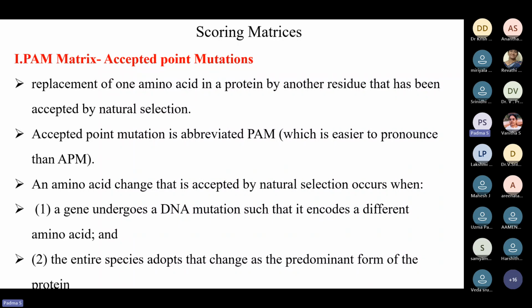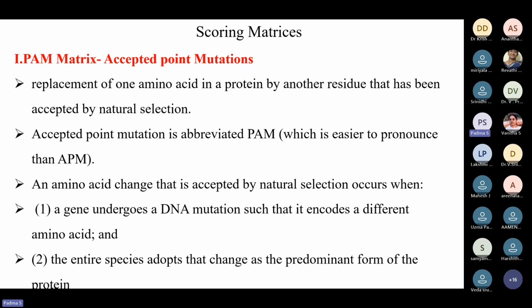The percentage accepted mutations is a matrix which is made in order to help us understand the amount of new amino acids which can undergo permitted mutations, and, for each of the 20 different amino acids, what the most suitable replacement amino acids could be. We call that the accepted point mutations.